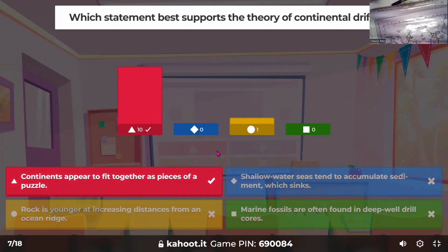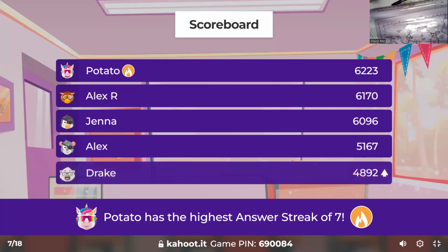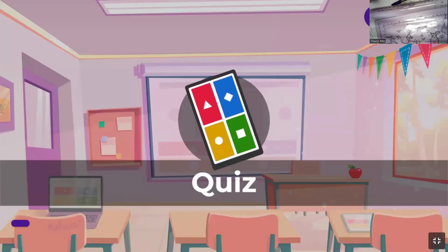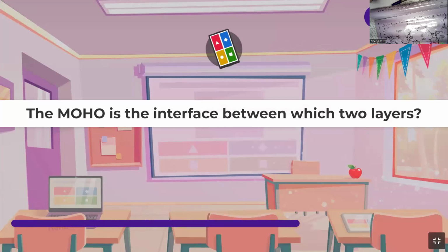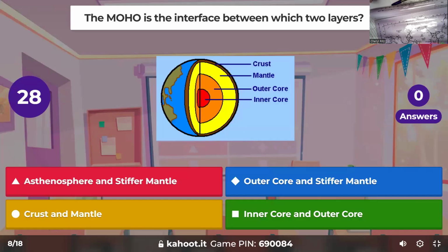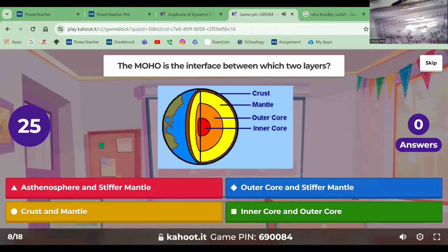Yeah, so the continents appear to fit together like a puzzle piece. Okay, guys, we didn't learn the Moho. Let me show you where it is. The Moho on page 10, turn to page 10. It's right here, right up at the top. See? Go over and see which two layers it's separating. Sorry, we did not learn the Moho.